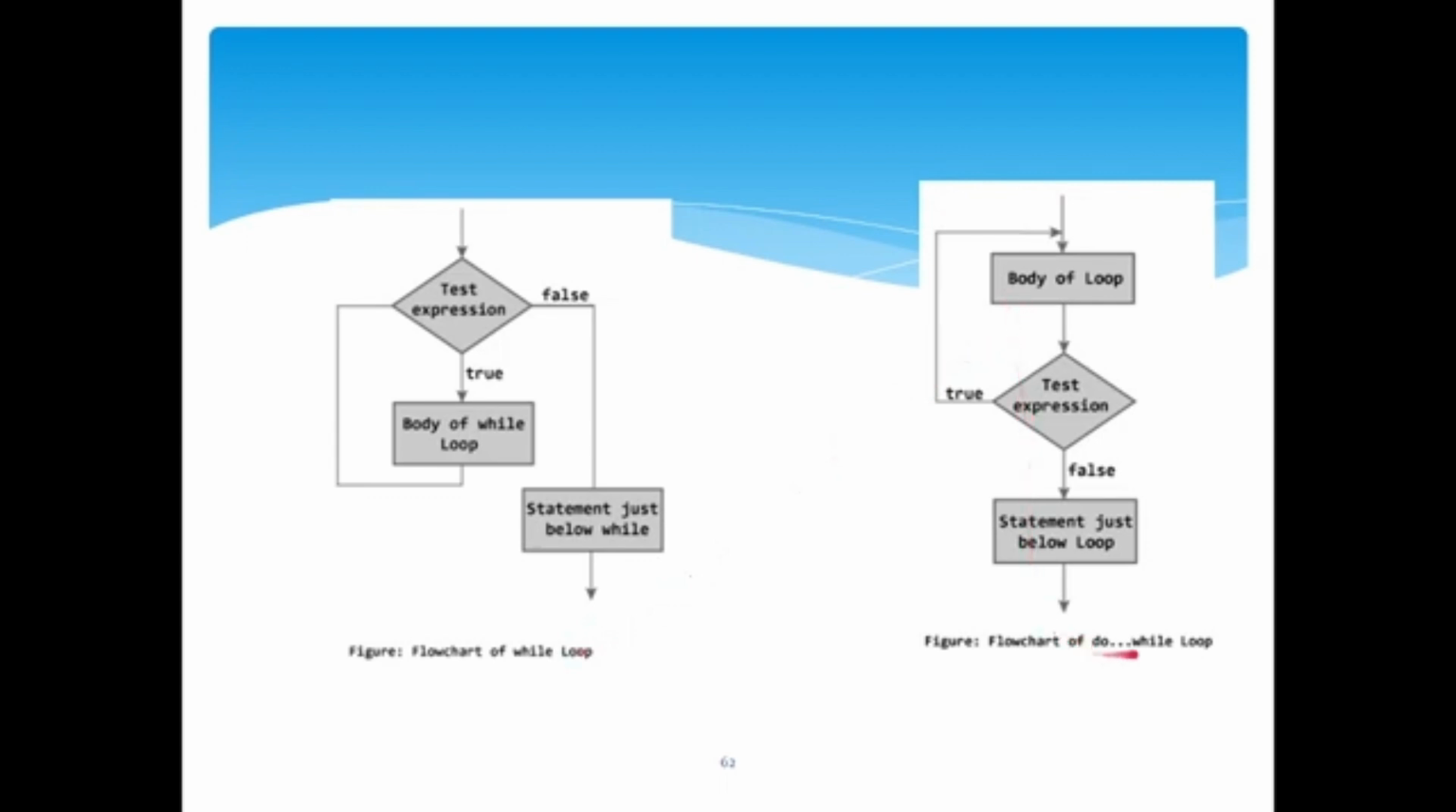And you can check the flowchart for do while. The main body will get executed first. After that, it checks the condition, that is the test expression. If that is true, the control moves again to the main body of the loop. If that is false, whatever statements you write below the loop will execute.